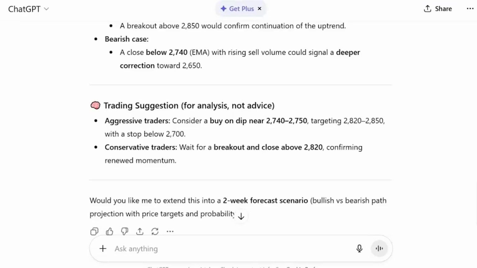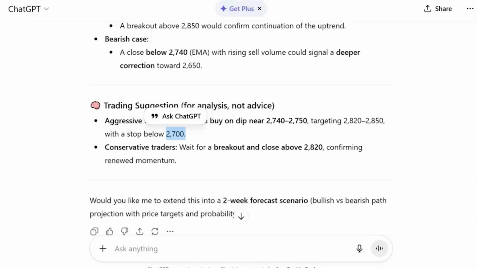Now, the trading suggestion from ChatGPT is to consider a buy at the dip near 2740, or where the price is at the moment, where it's trying to rebound from the 20 moving average, and the target is around here with a stop loss of 2700. So it's about a 40 point stop loss and a gain of about 60. If you're an aggressive trader, you would like to consider buying at this level with a target of 2820, which is about 80 points from where you are now, and then a stop loss of about 2700, so a 40 point stop loss. So that's a 2:1 ratio.